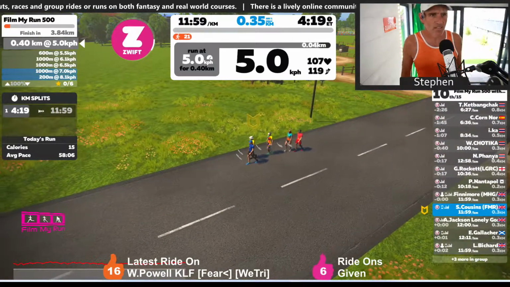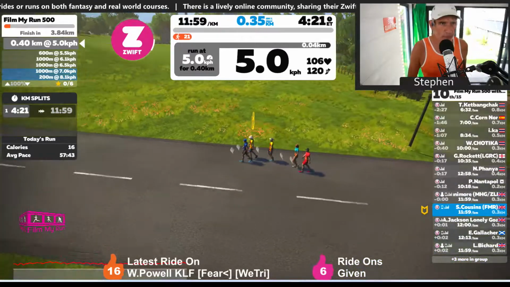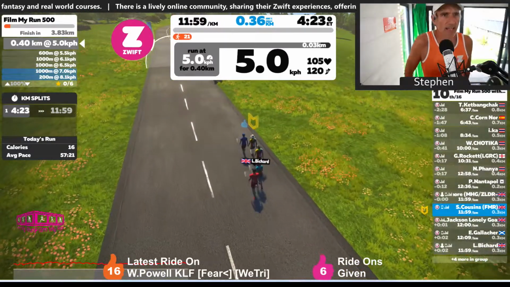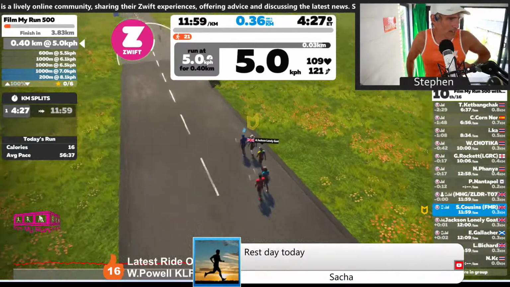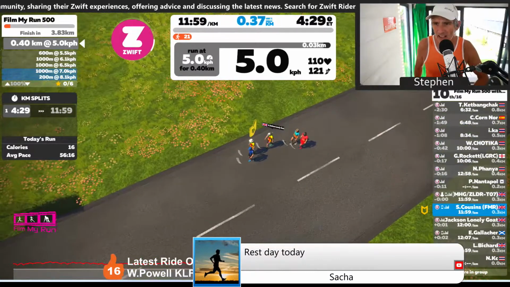Okay, so we have 3.8 kilometres left to do, a couple of miles, 2 and a bit miles. Sasha's having a rest day today.